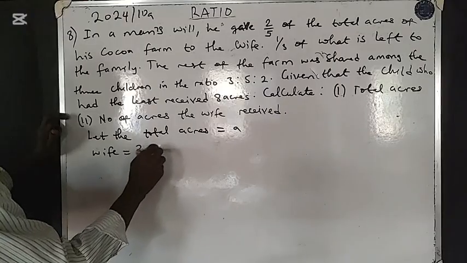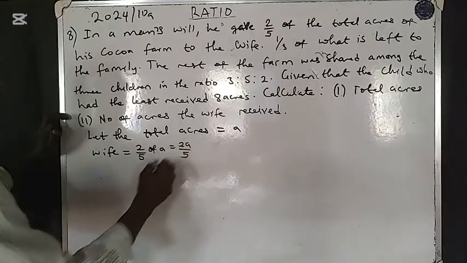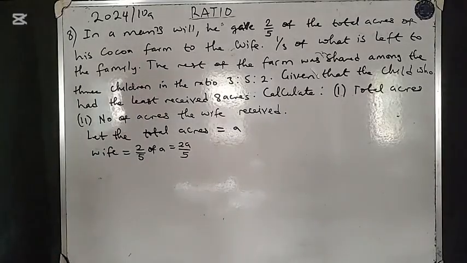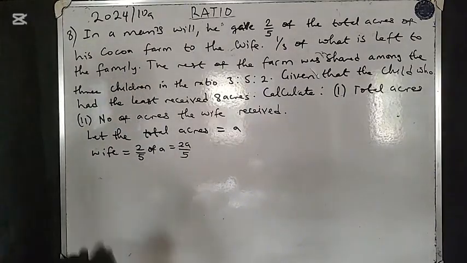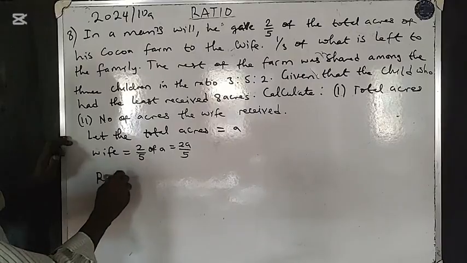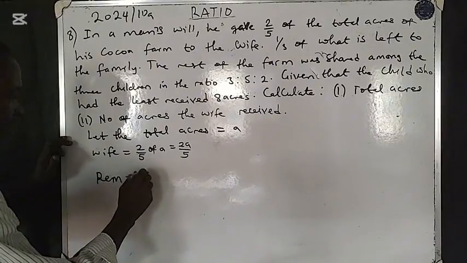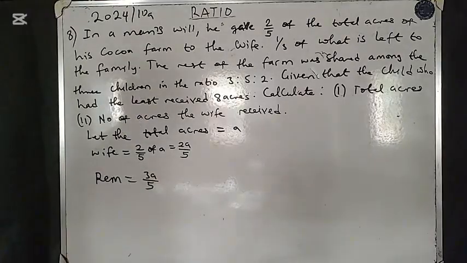2/5 of A, which is the same as 2A/5. Out of the cocoa farm, the acres, the wife got 2/5. What is going to be the remainder? When 2/5 is taken, it will remain 3A/5. It's not so? It will remain 3/5. If 2/5 is taken, it will remain 3/5.